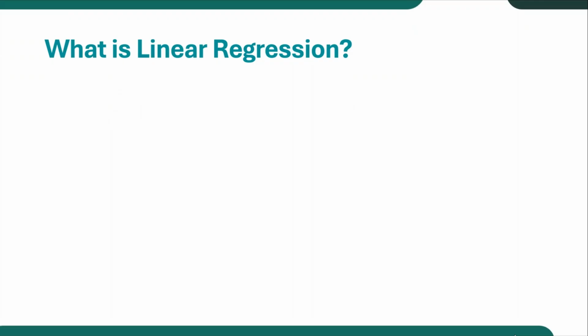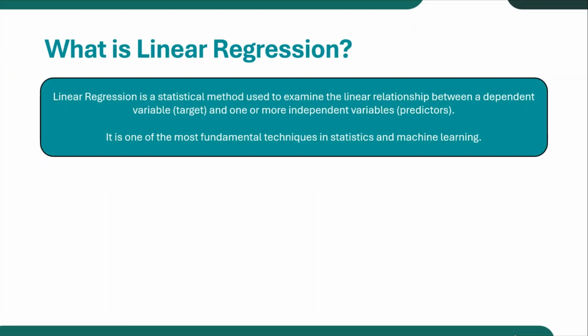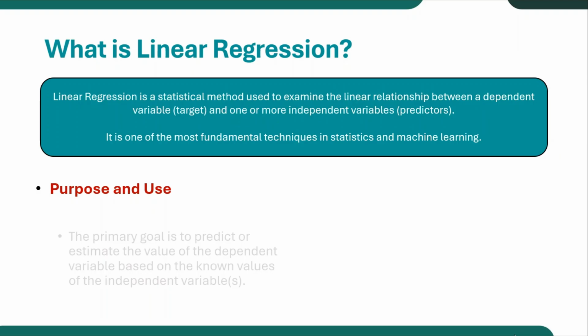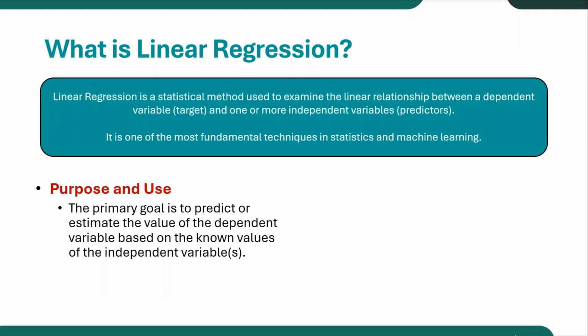Linear regression is a statistical method that helps us understand the relationship between a dependent variable and one or more independent variables. In simple terms, we try to draw the best-fitting straight line through our data to make predictions or uncover patterns. It's one of the foundational tools used in statistics and machine learning because of its simplicity and wide application. Purpose and use. The primary goal is to predict or estimate the value of the dependent variable.